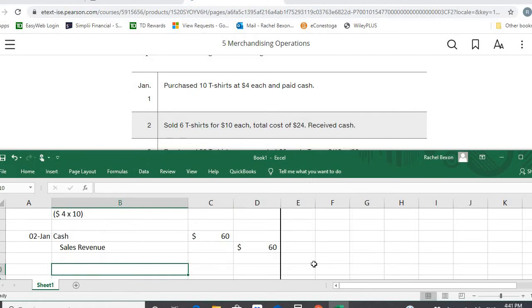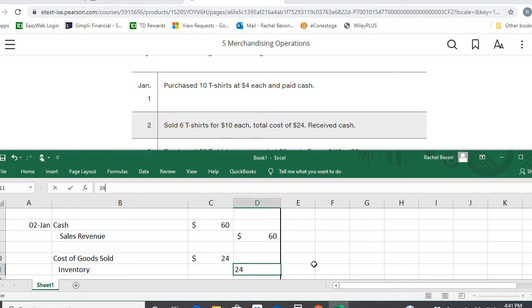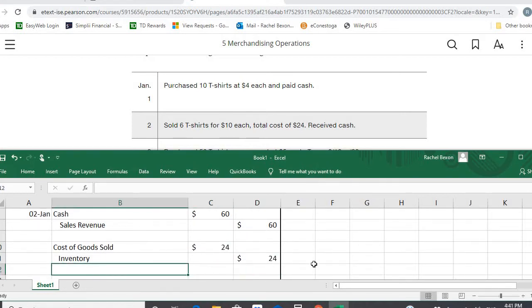Now we're not finished. Because we're using a perpetual inventory system, we are required to update inventory every time a sale is made. So we now have 6 t-shirts that are leaving our inventory. We record that as a credit to inventory to reduce it. Remember, assets reduce with credits. And our debit is to a new account called Cost of Goods Sold. This account is used for merchandising companies to help record the expense of the items. In this case, it was a $24 charge that was provided to us in the question.